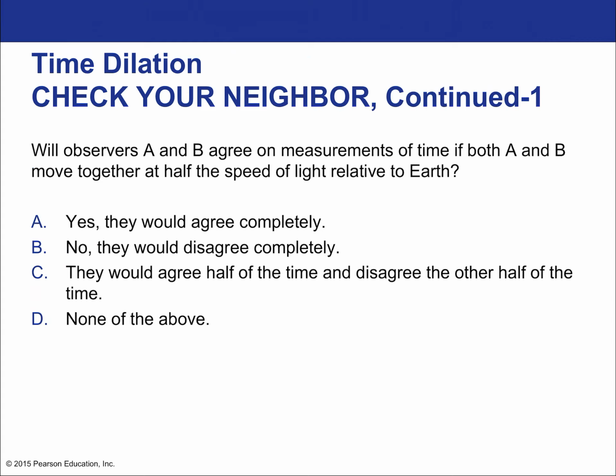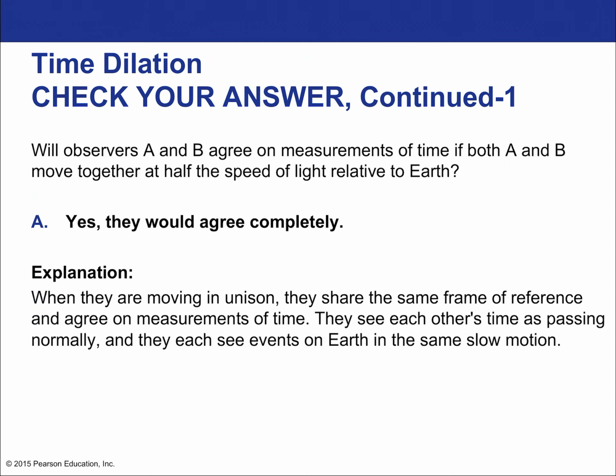Will observers A and B agree on measurements of time if both A and B move together at half the speed of light relative to Earth? Yeah, they would. Okay, because they'd both be moving at the same speed. If there's no relative speed, there's no v. Then there's no Lorentz factor. There's no time dilation. There's no stretching of time.